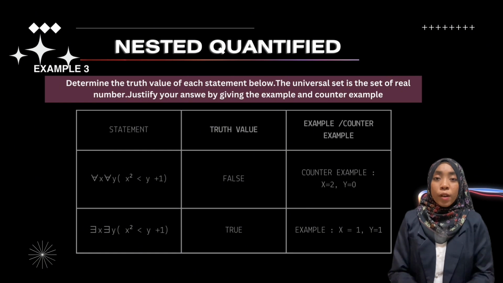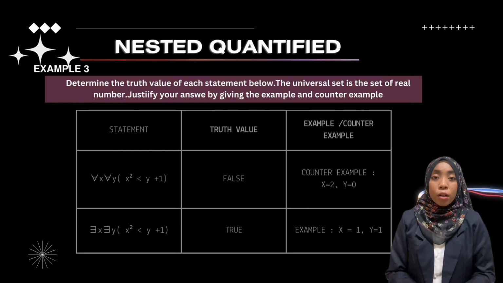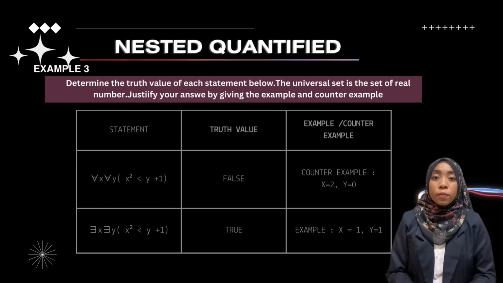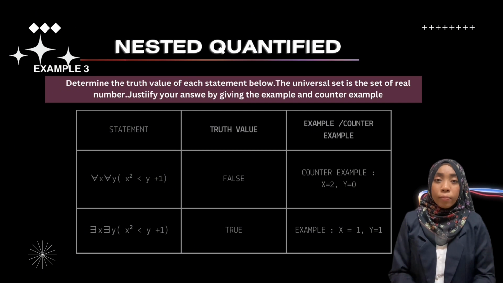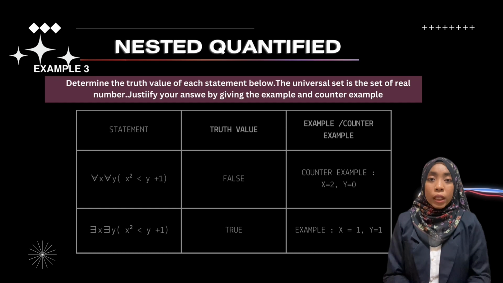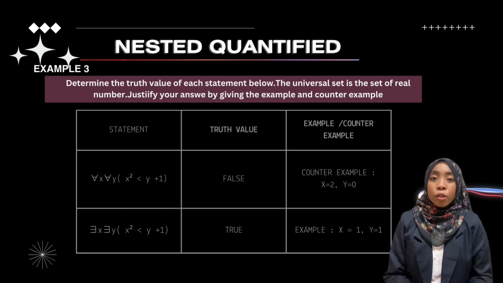About nested quantifiers. Nested quantifiers are quantifiers that occur within the scope of other quantifiers. Okay, let's do some exercises about the truth value of nested quantifiers. The question is: determine the truth value of each statement below. The universal set is the set of real numbers. Justify your answer by giving an example or counterexample.